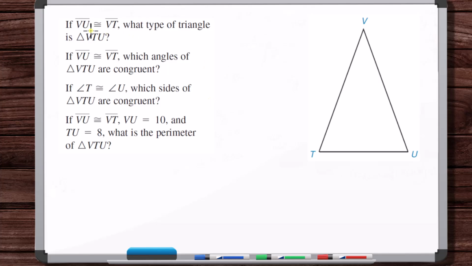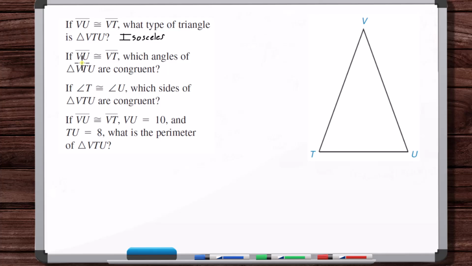If segment VU is congruent to segment VT, then what type of triangle is triangle VTU? Well, that means it's an isosceles triangle because two of the legs are congruent. Scalene triangles are when no legs of the triangle are congruent. Equilateral is when all the legs are congruent. Isosceles is when two of the three are congruent.